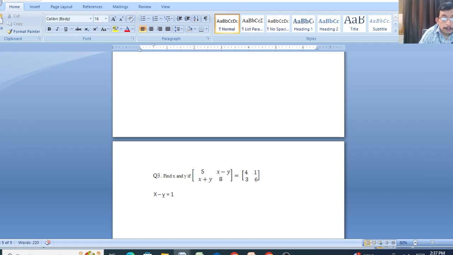Next one is x plus y, in the second row, first column. x plus y is equal to the second row, first column element in the second matrix, which is 3. So x plus y equals 3. Now solve these equations, then find the values of x and y.